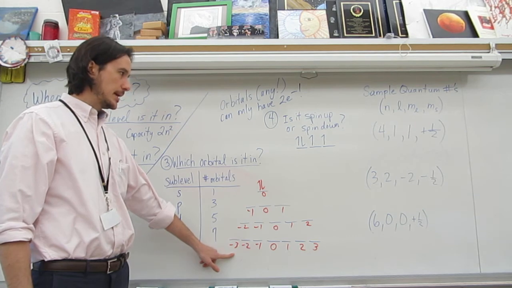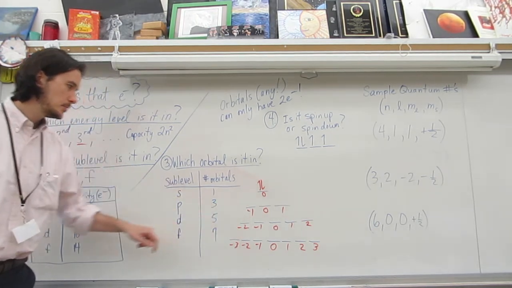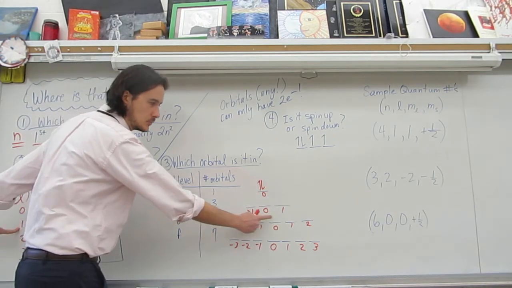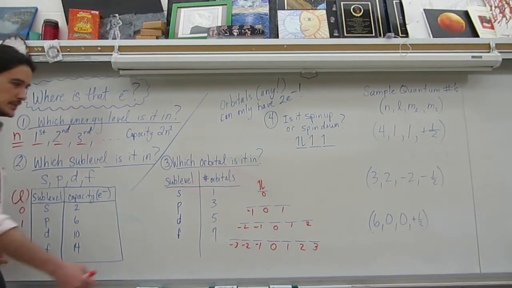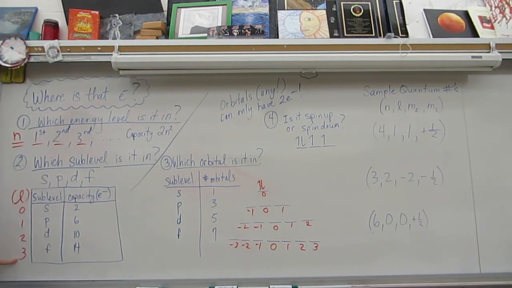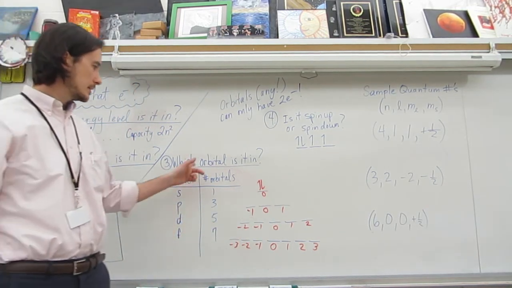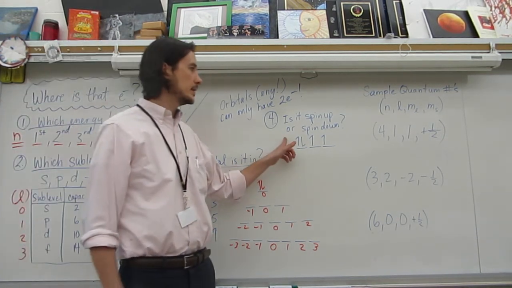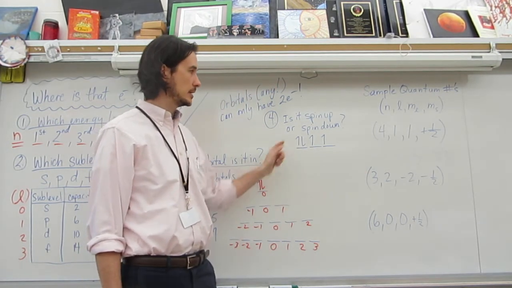Notice the range for M sub L values. P's L value is 1, and the M sub L values go from -1 to 1. D has an L value of 2, and the M sub L values go from -2 to 2. And for F, the L value is 3, and the M sub L goes from -3 to +3. So that's how you pick which orbital. And then is it spin up or spin down? For this one, we just do a +1/2 or a -1/2, depending on which one we're talking about.